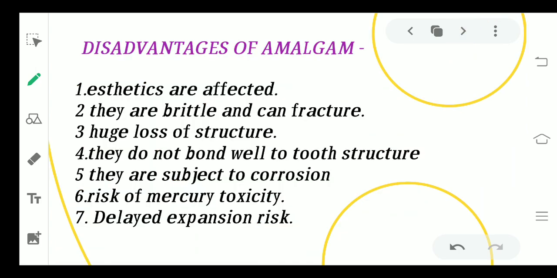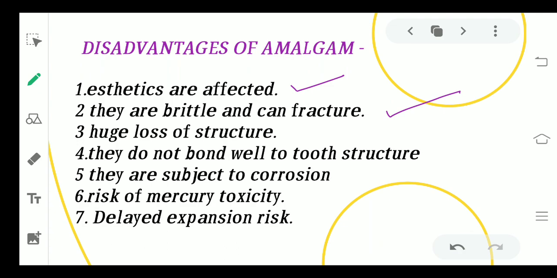Now, coming to the disadvantages of amalgam, aesthetics are affected. Of course, it is silver in color, does not look very good aesthetically, so it is limited to the posterior region only. Amalgam is very brittle, so it can easily fracture. There is huge loss of tooth structure. This means that when you are doing the amalgam restoration, you need to have proper features for that restoration, like a box shape cavity and a flat floor, everything. The retentive feature should be very accurate. So in creating that box shape cavity and everything, there is loss of a huge part of tooth structure.